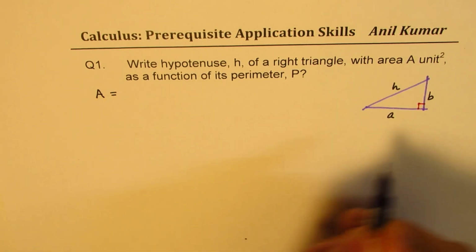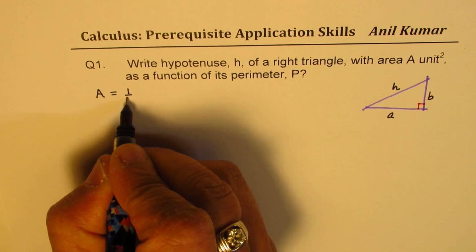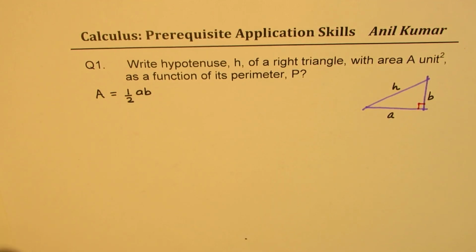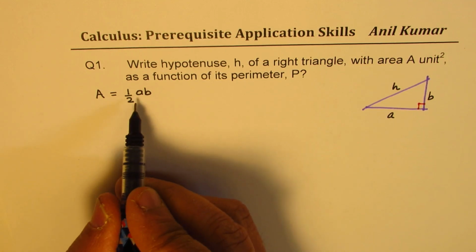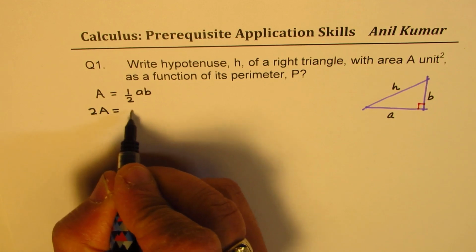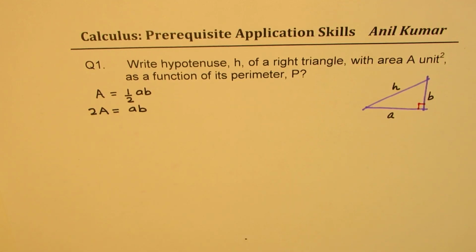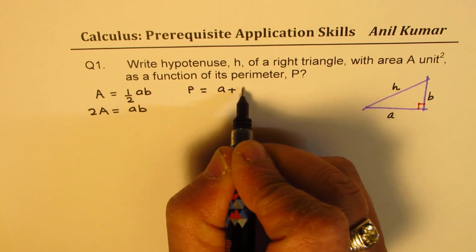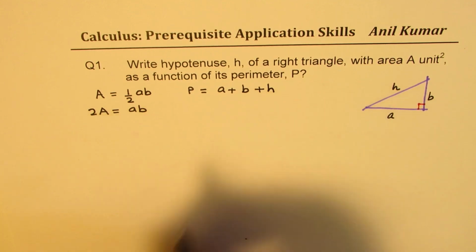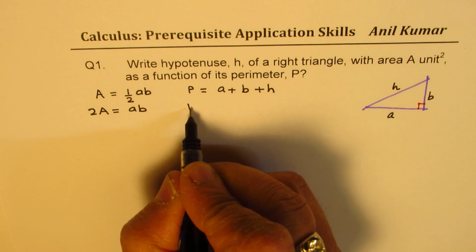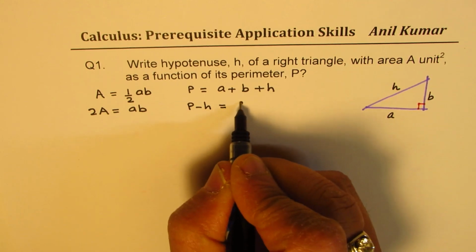So area of this triangle, right triangle, will be half ab, right? So half ab is the area. You could also write ab as 2A. Okay, that becomes one of our formulas of interest. The other one is the perimeter. So when we say perimeter, it is sum of all the 3 sides. Correct? So from here, we can write P minus h as equal to a plus b.